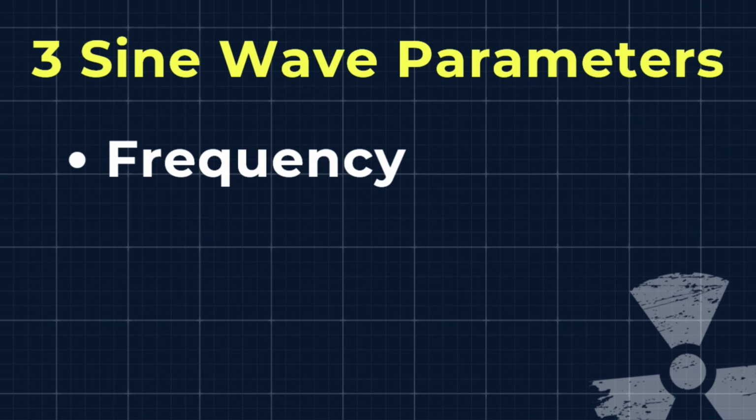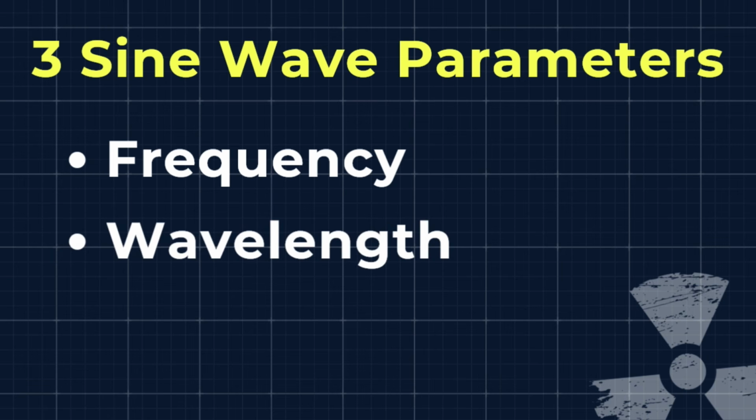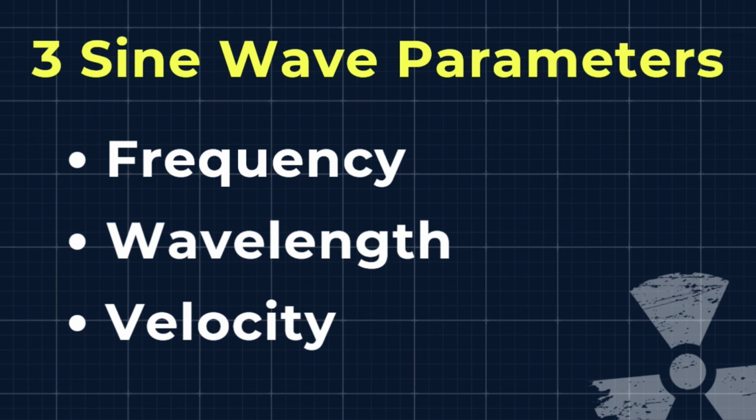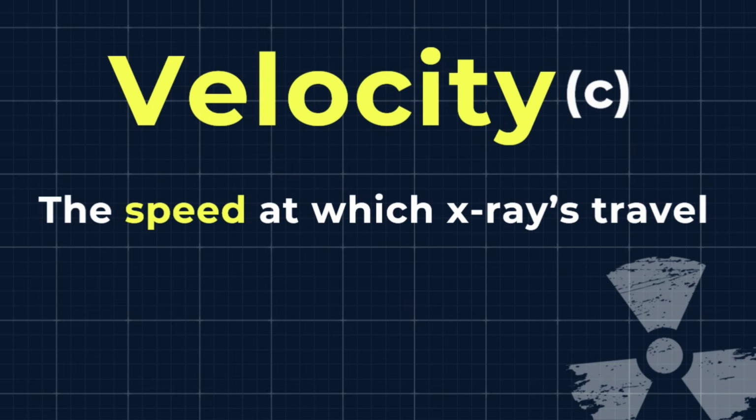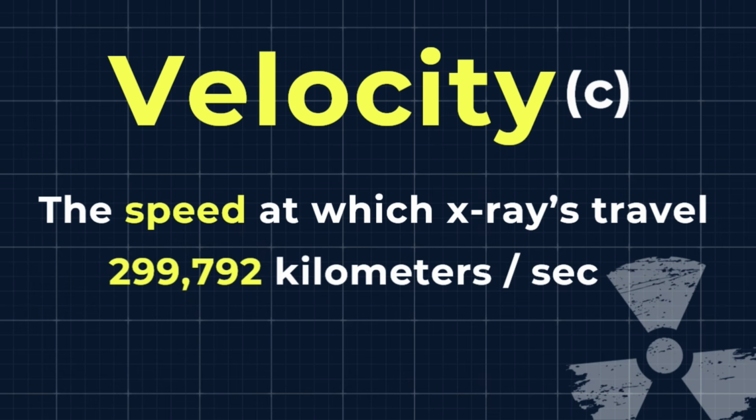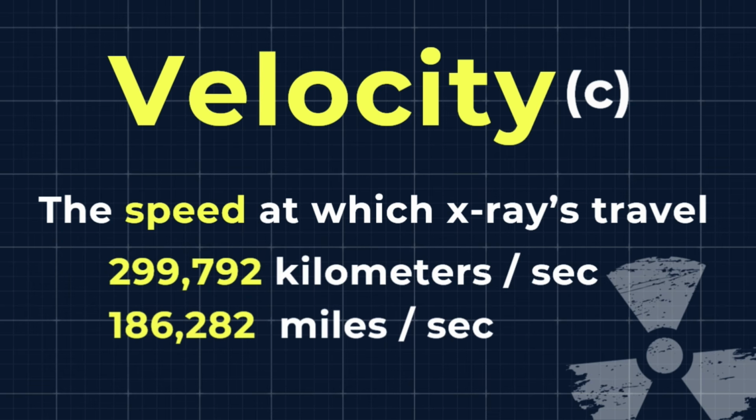The 3 sine wave parameters then are frequency, wavelength, and there's one more we haven't touched on yet, and it's velocity. It's represented by the lowercase letter c. Velocity is the speed at which X-rays travel, approximately 299,792 kilometers per second, or about 186,282 miles per second. That's fast, and if you remember, that's the speed at which all light travels. And it never changes, all right? That's important to remember.